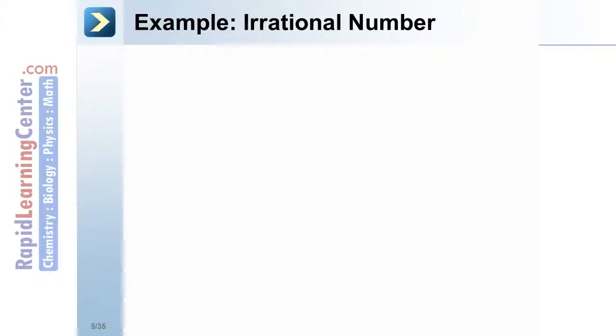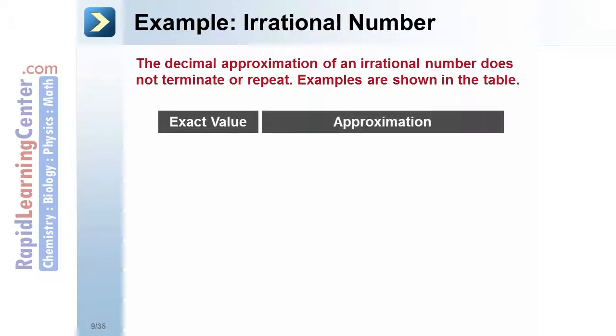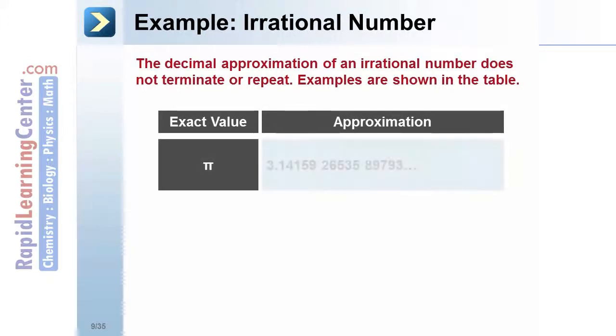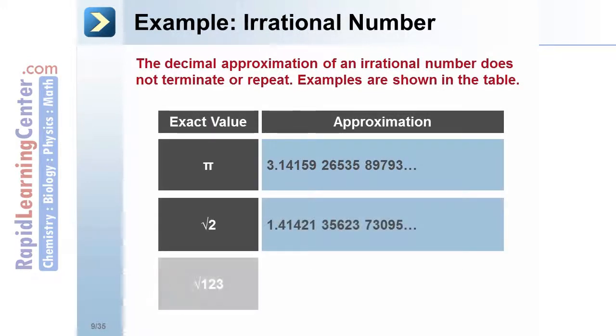Example: irrational number. The decimal approximation of an irrational number does not terminate or repeat. Examples are shown in the table. Pi, radical 2, and radical 123 are all examples of irrational numbers.